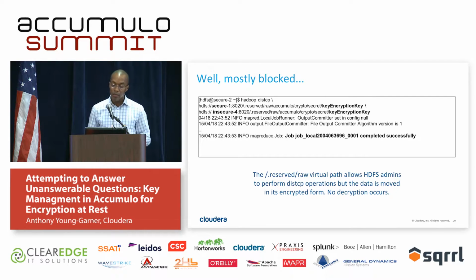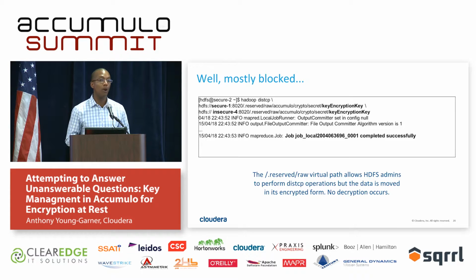So in building HDFS encryption, we've added a virtual path called reserved raw. The reserved raw path gives the HDFS administrator the permission still to move files around, to do his actual operations on the HDFS file system, but only with the raw data. It's still encrypted. He can never decrypt it. He can just move the encrypted data around. And so this lets the HDFS administrator still do his job without giving him access to any of the secrets that we might want to protect from him.